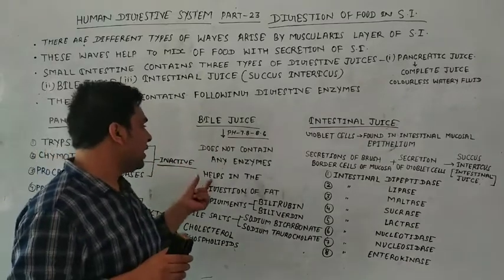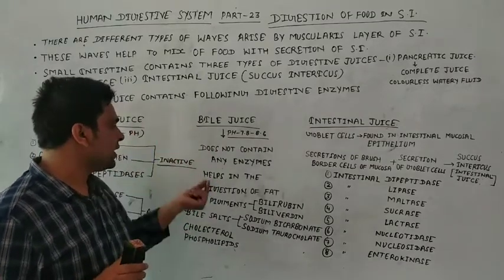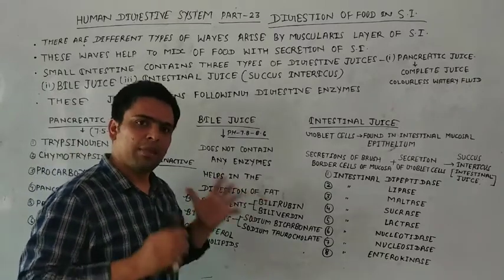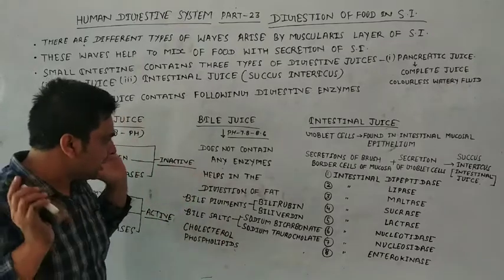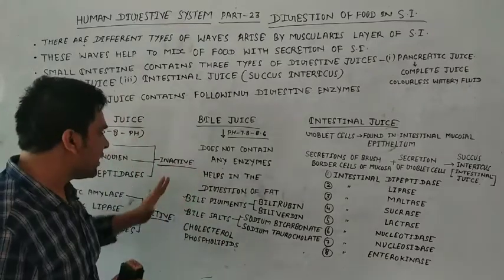Come to the next point. What is the role of bile juice? It helps in the digestion of fat. Mainly it is concerned only with the digestion of fat. So this is the thing to notice. Clear, students?